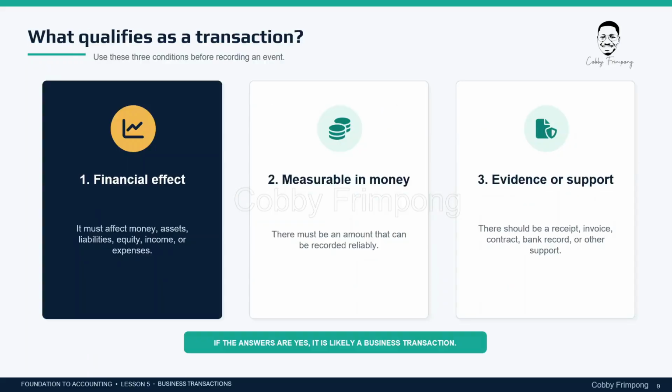What qualifies as a transaction? For an event to qualify as an accounting transaction, it must normally satisfy three conditions. First, it must affect the business financially. Second, it must be measurable in money. Third, there should be evidence or support, such as a receipt, invoice, contract, bank statement, payment voucher, or similar document. If the answers are yes, it is likely a business transaction.